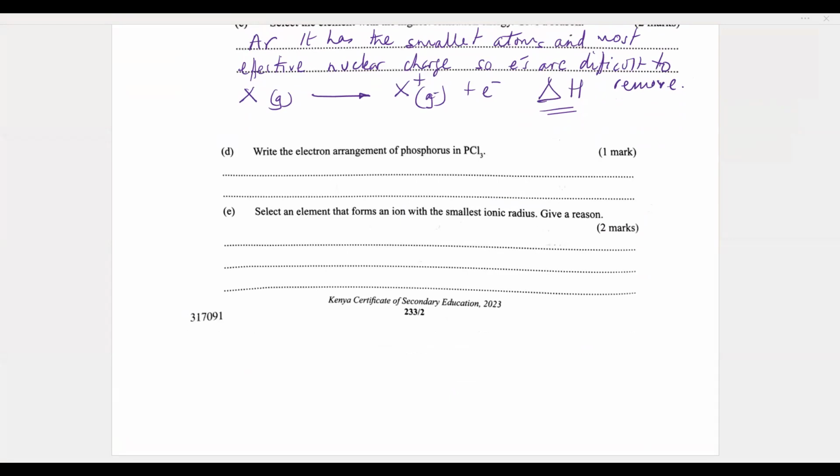Wow, that's very fast, St. Michael's. And Dandora Girls' School, well done. That was very fast. Now do the more difficult one, which is the second part. So phosphorus, when it is bonded in PCl3, just think if you were drawing a dot and cross diagram, how many electrons would phosphorus have now?